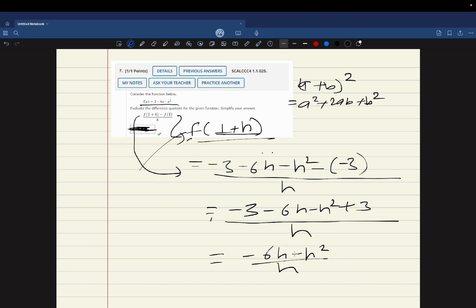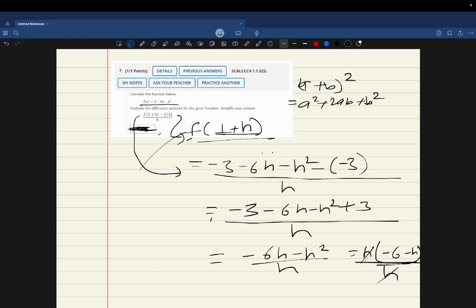Now in these both expressions h is common, so let's take h. So h times negative 6 and then negative h, and then divide by h again. Now we can cancel this, and I did this because if you multiply h by negative 6 it's negative 6h, and then multiply h by negative h, it is negative h squared.